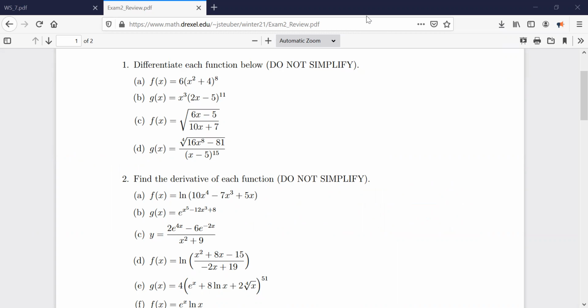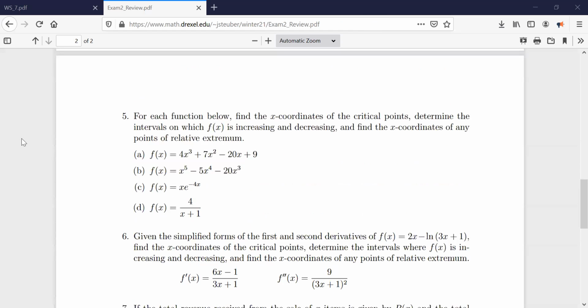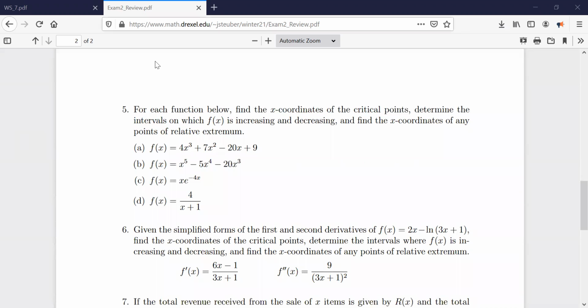Could you go over 5D, please? 5D in the worksheet or on this? On the exam review. Exam review. Okay, yeah, sure.